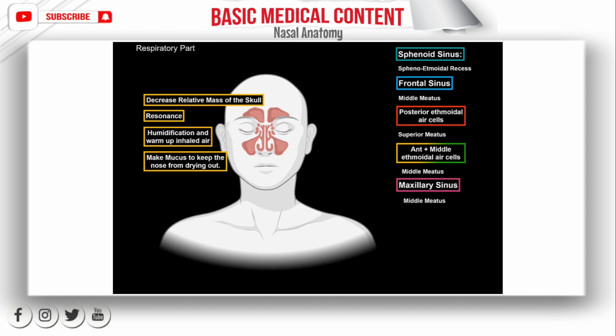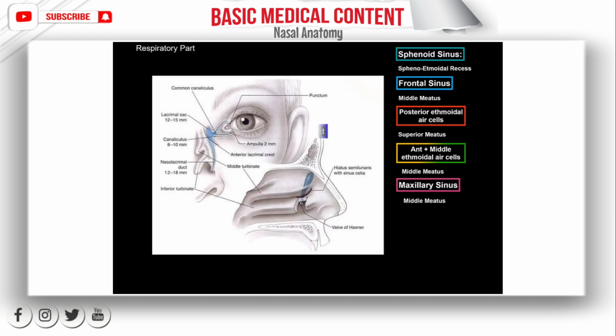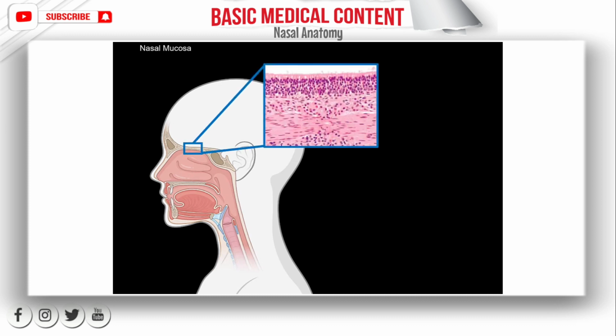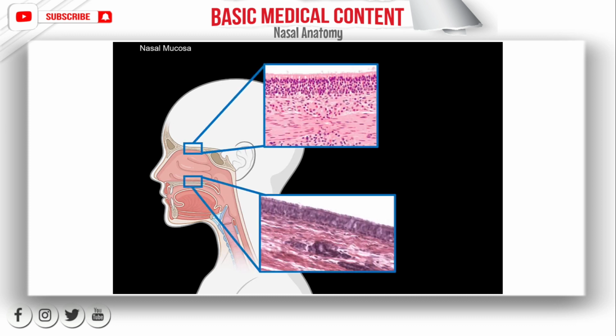from drying out. Now there is one more structure that opens into the nasal cavity, and that's the lacrimal duct, or the nasolacrimal duct, which leads the tears from the eyes down to the inferior meatus, as you see here. Now, let's talk about the nasal mucosa, or the walls of the nasal cavity. Let's take one section from up here, and one section from down here. This is called the olfactory part, and this is called the respiratory part.